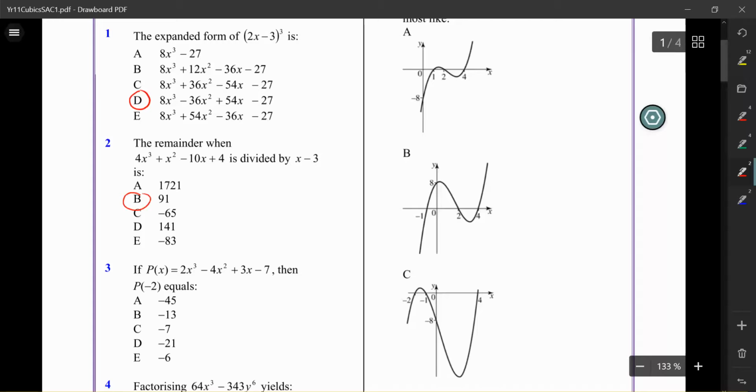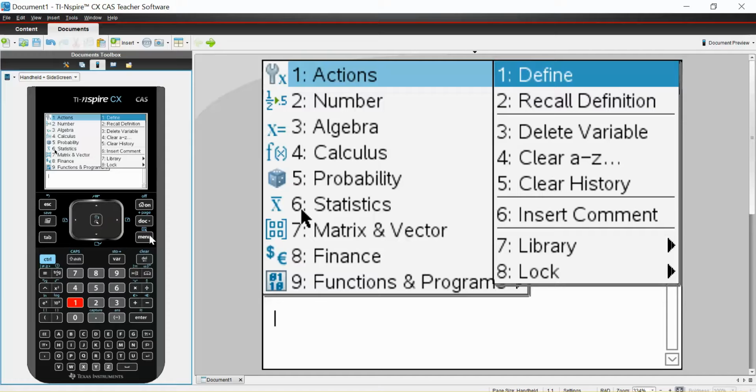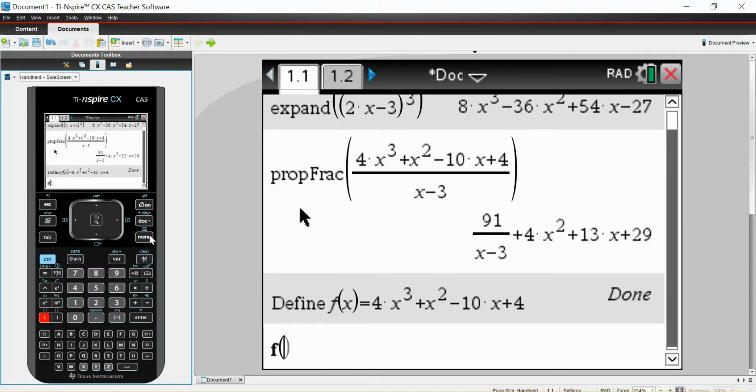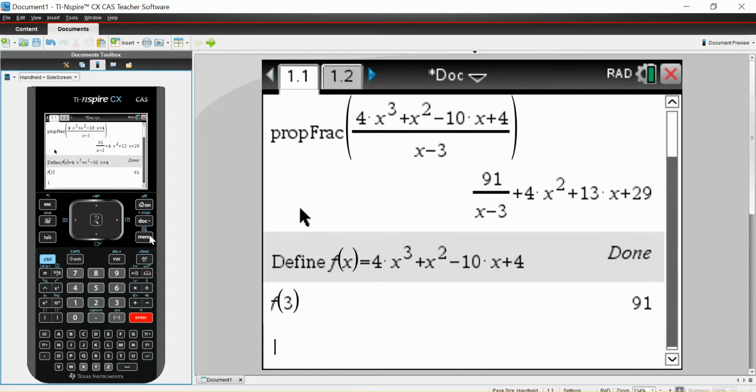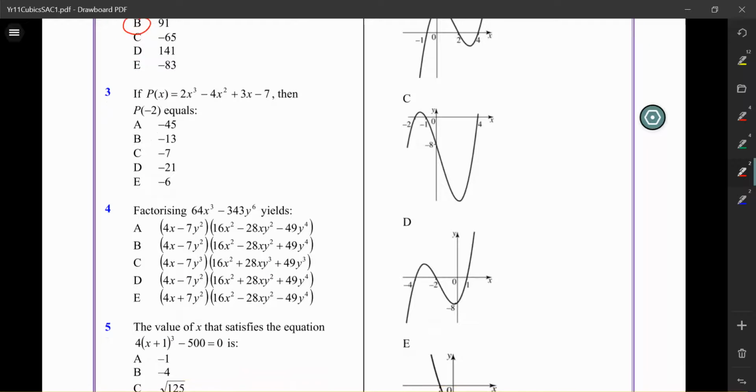Or again, you can define the function and then sub 3 in. For those who've forgotten how to define: menu, actions 1, so menu 1, 1. Define, and you can do f of x equals 4 times x cubed plus x squared minus 10 times x plus 4, and you do f of 3, and you get 91 as well. So that's the remainder theorem. It's up to you which way you want to do it, but I'm just revising your CAS here. I'm just revising the skills I've taught in class.